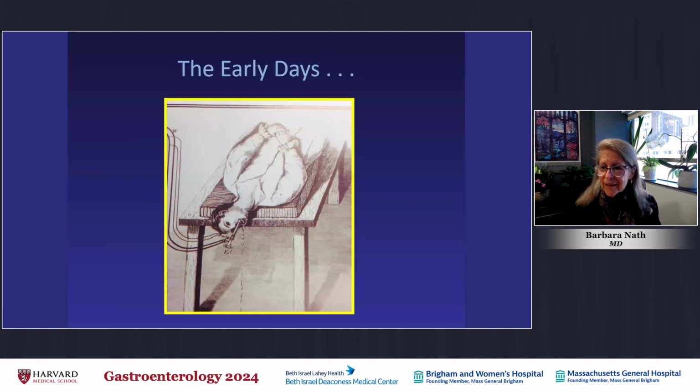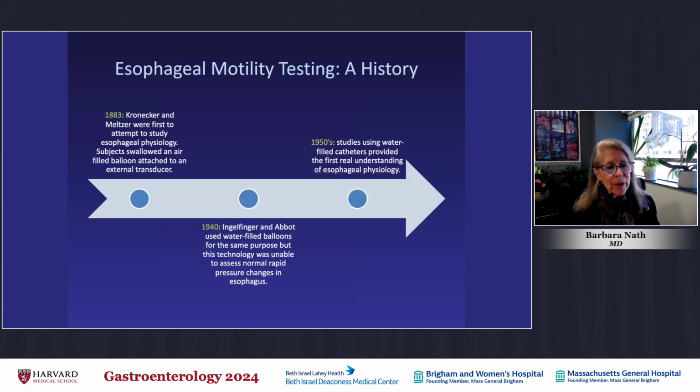Before we start, though, I'd like to give you a very brief tour of the history of esophageal motility testing, which began actually over 100 years ago, not in a clinical context, but really as an attempt to understand esophageal physiology. So as you can see from this diagram, not a very patient-friendly apparatus. So in the late 1800s, two German physiologists, one of whom was also a physician, tried to study esophageal physiology by having subjects swallow an air-filled balloon that was attached to an external transducer.